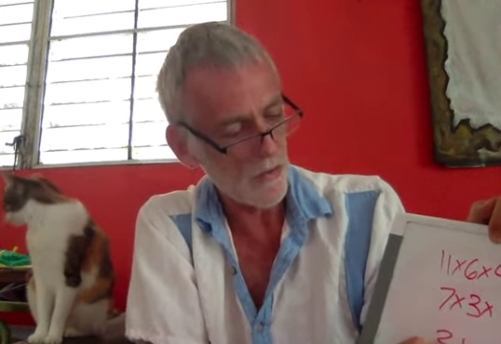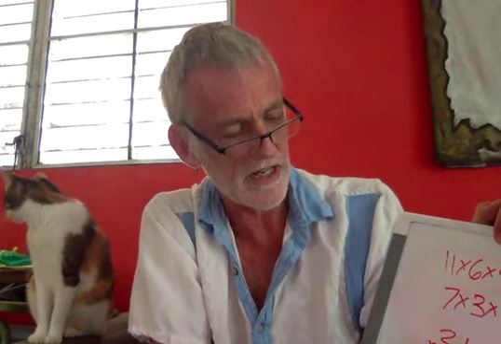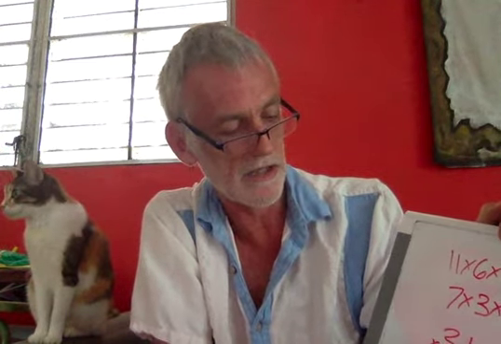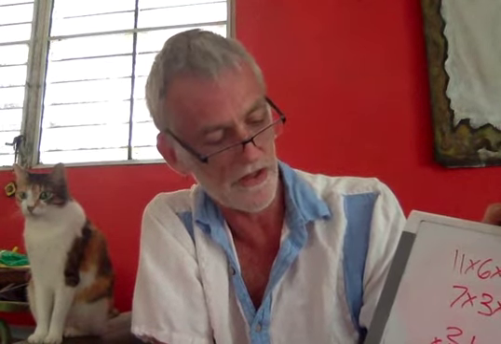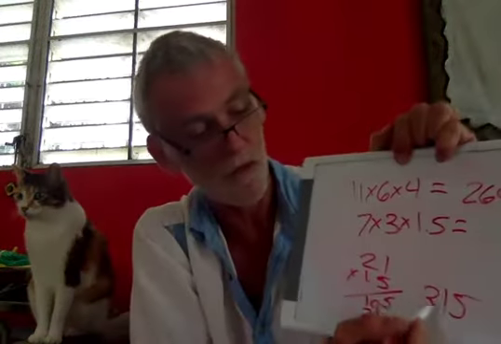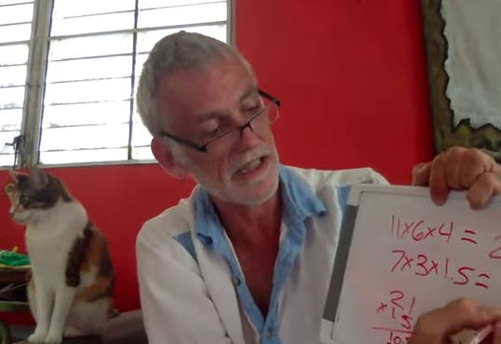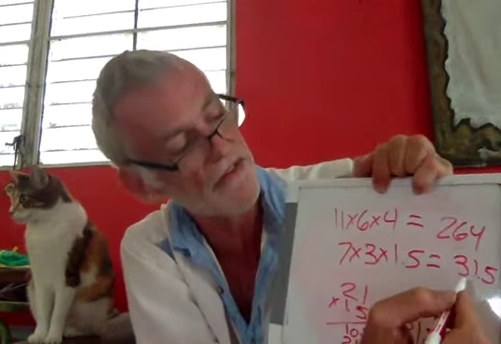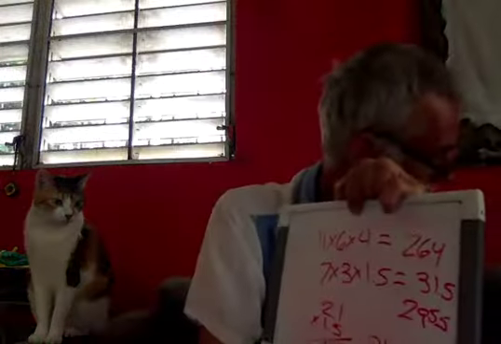7 times 3 times 1.5. 7 times 3 is 21. Times 1.5 is the 5, it's a 10, it's a 2.1. What is it? 31. Sorry, I ran out of room. 31.5. How many decimal places you got? 1. 31.5. Add that to that. 264 plus 31.5 is 295.5 cubic yards. No, cubic feet. Sorry, I'm missing, but yeah.